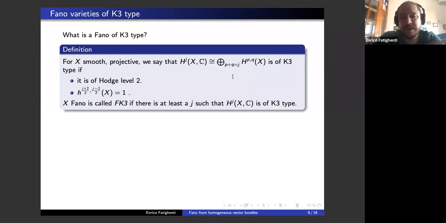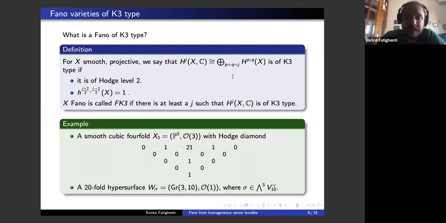You say that this j-th cohomology group, H^j, is of K3 type if these 2 following conditions are satisfied. First, H^j is of Hodge level 2. This means that all the groups in the Hodge decomposition are 0 except 3. And the second condition is that the first and the last dimension of these 3 surviving vector spaces is 1. Then we say that a Fano variety is called a Fano variety of K3 type, or if you want FK3, if there exists at least a j such that H^j is of K3 type. This can be a quite technical definition if you've never seen it.